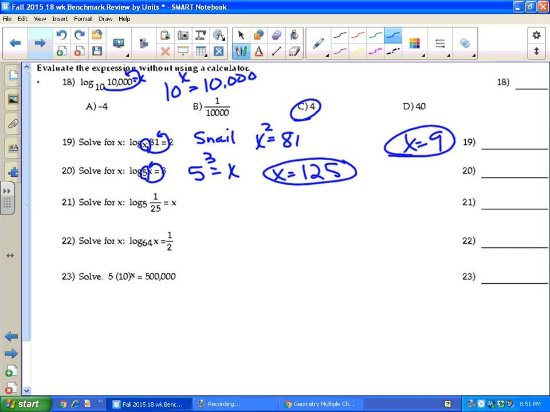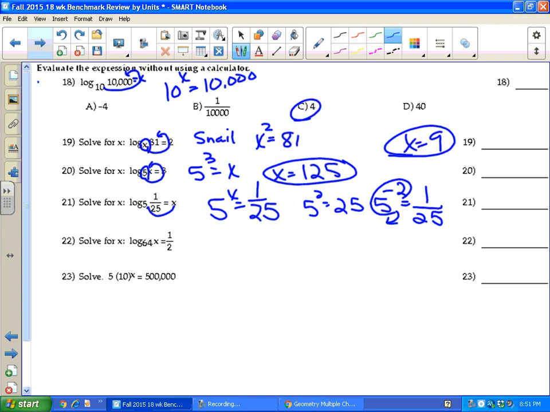All right. 5 to the x power is 1 over 25. What kind of exponent do we need to move something to the bottom? I think we need a negative. So 5 to the 2nd is 25. But 5 to the negative 2nd, remember, you move that to the denominator, would be 1 over 25. So the exponent I'm looking for is a negative 2. It's a negative exponent that moves things to the bottom.